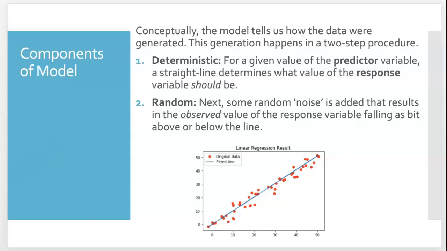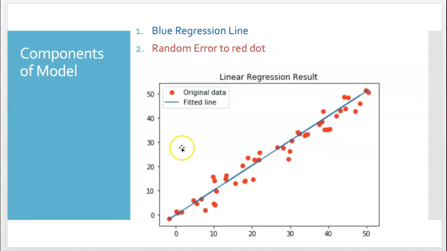Okay, so if we just zoom in on the plot, right? We're just saying the blue regression line is the deterministic part, right? Given 20, I know exactly where the fitted line is going to be. Given 30, I know exactly where the fitted line is going to be. Okay, and then what we have here is the random error. So if I actually want to get to this red dot here, well, first there's my deterministic part, and then I randomly go up or down. So I go down, boom, and there's the dot. Right, so that's the random component.